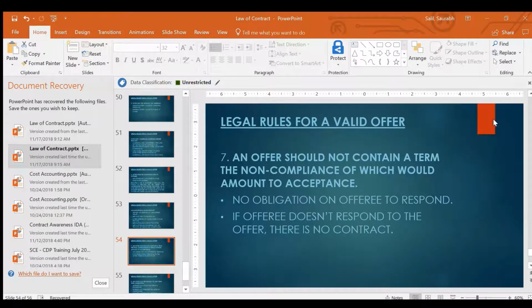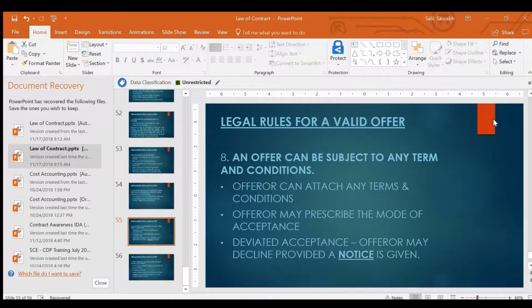An offer should not contain a term the non-compliance of which amounts to acceptance. Friends, just imagine if a man writes a letter to Katrina Kaif stating that he wants to marry her, and if she doesn't respond back within 3 days, he will assume that Katrina Kaif also wants to marry him. How does that sound? Funny, right? Friends, the offeree cannot be obligated to respond to the offer. If there is no response from the offeree, there is no acceptance and hence no contract. Simple rule. Okay.